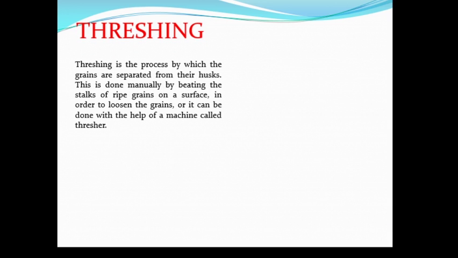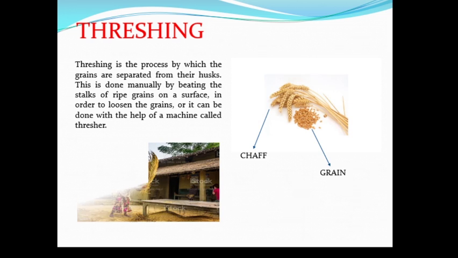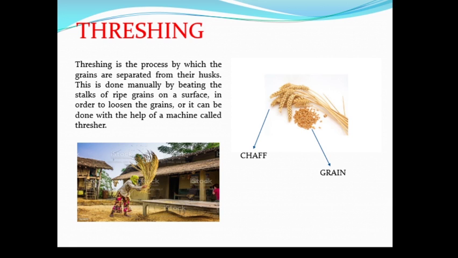Now threshing. Threshing is the process by which the grains are separated from their husk. This is done manually by beating the stalk of ripe grains on a surface in order to loosen the grains, or it can be done with the help of a machine called a thresher. The harvested crop is spread on the ground and the bullocks or camels are made to walk over them again and again till the grains come out of the chaff.